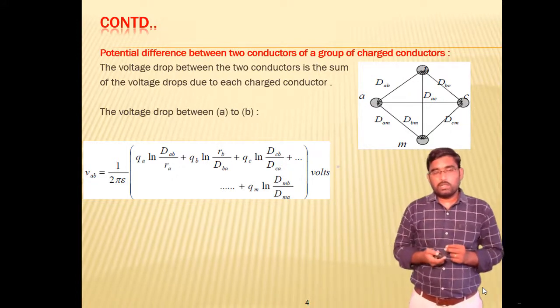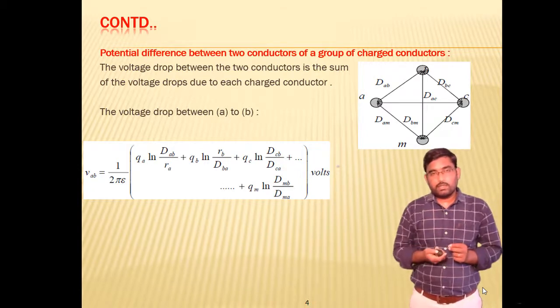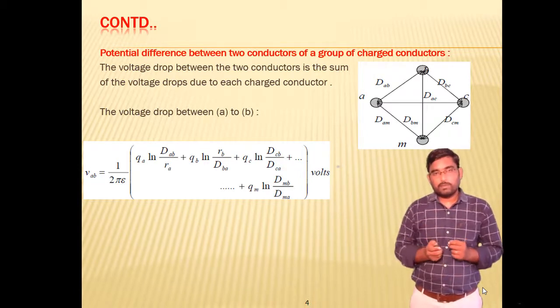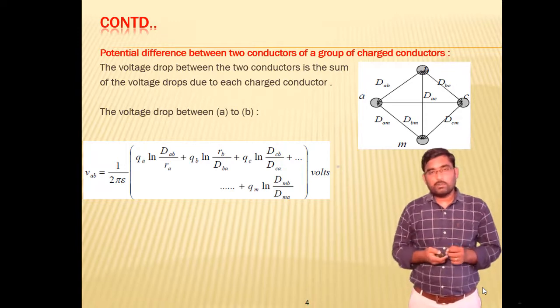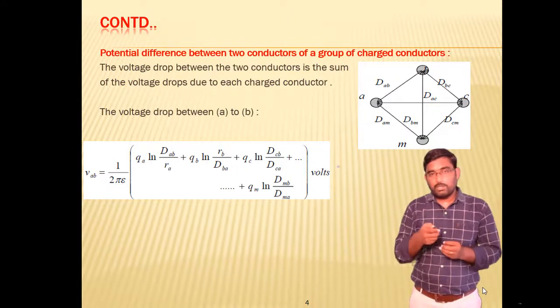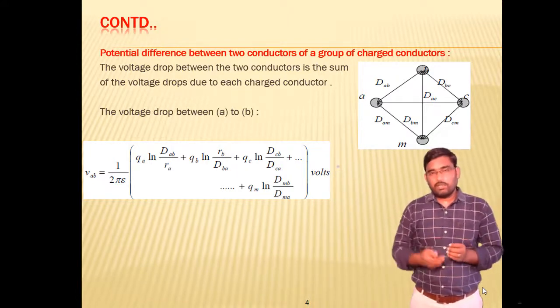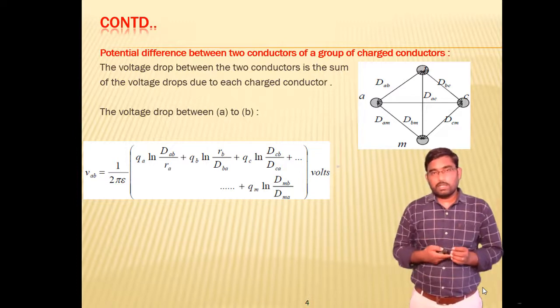Similarly, plus QB into ln of RB by DBA, where RB is the radius of conductor B and DBA is the distance between B and A. QB is the charge of conductor B, plus QC into ln of DCB by DCA, and so on, plus QM into ln of DMB by DMA, where DMB is the distance between M and B and DMA is the distance between M and A. By taking all these, we will get the potential difference between A and B.